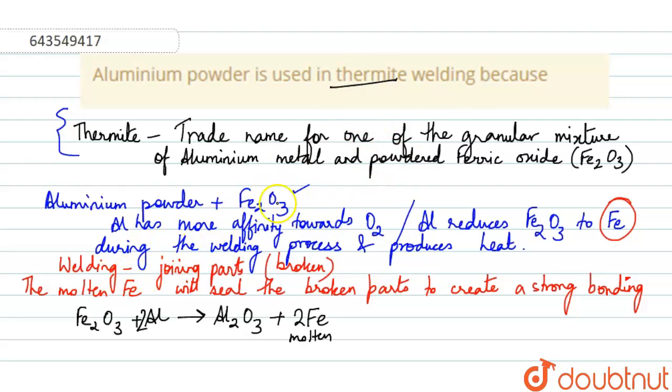Aluminium reacts with Fe2O3, and since it has more affinity towards oxygen, it reduces Fe2O3 to melted Fe or molten Fe during this welding process and gives out certain amount of heat, lot amount of heat to be precise. And so this is the way thermite welding is done and aluminium powder is used. This is your complete answer.